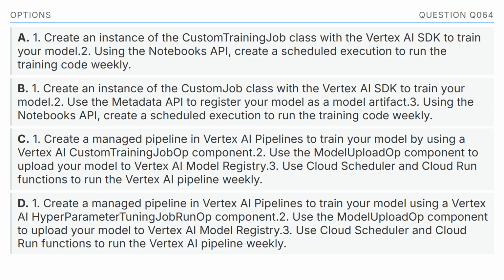Option D, 1. Create a managed pipeline in Vertex AI Pipelines to train your model using a Vertex AI hyperparameter tuning job run op component. 2. Use the model upload op component to upload your model to Vertex AI model registry. 3. Use Cloud Scheduler and Cloud Run functions to run the Vertex AI pipeline weekly.